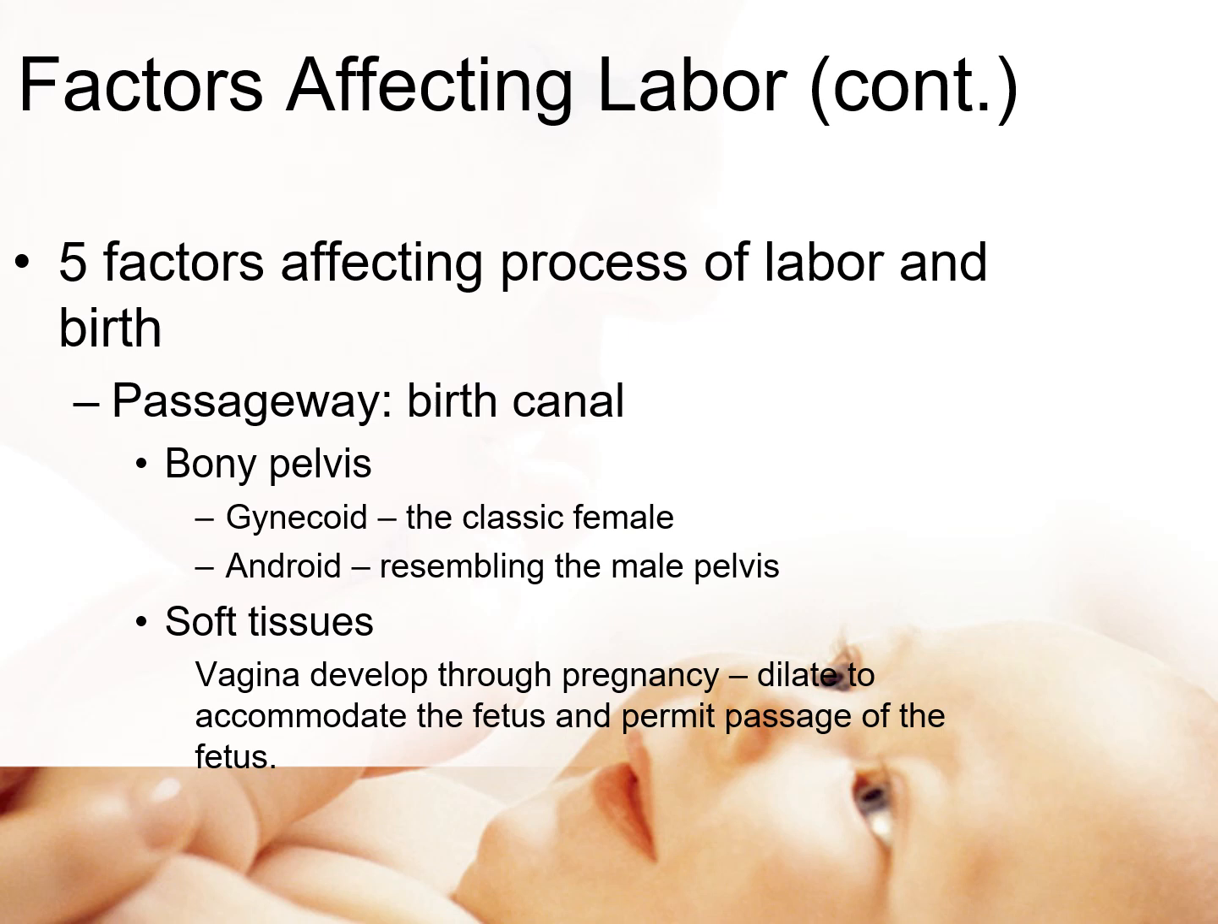Now, there's soft tissues. The vagina develops throughout pregnancy. It dilates to accommodate the fetus to permit passage of the fetus. The vagina, the tissue is very forgiving. It's very stretchy. It will accommodate in most cases. If we have women that are really morbidly obese and have a lot of tissue down there, it may be a little difficult, especially if you have a larger size fetus. So that may hold them up, and it may make labor progress slower. So just be aware of that.